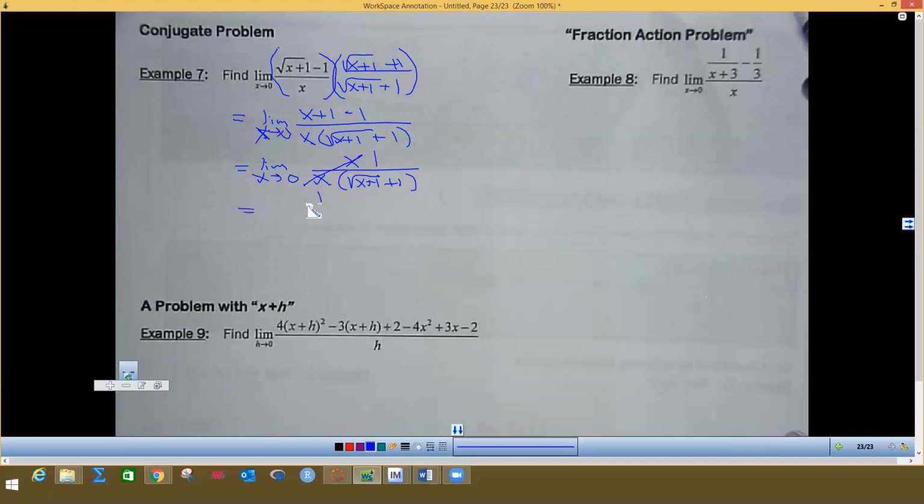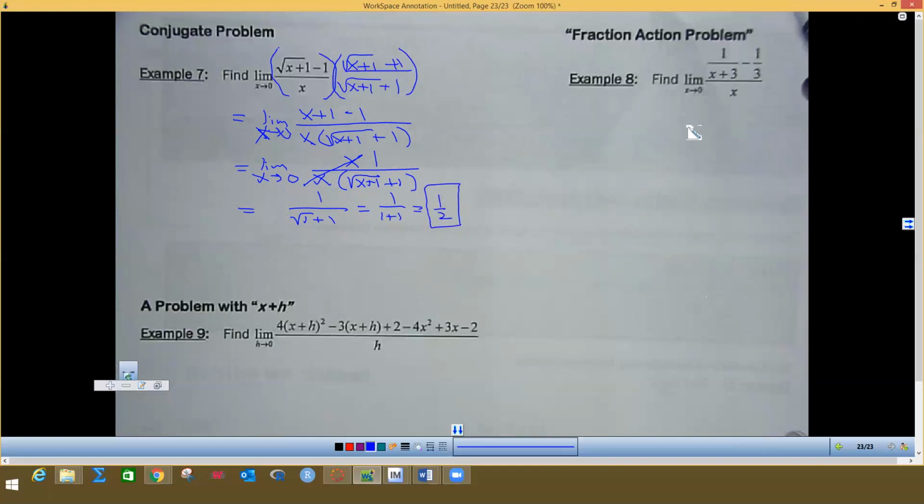Then I'm going to put 0 in for this x in the denominator, which gives me radical 1 plus 1. The square root of 1 is 1, so this whole thing is 1/2. That would be the limit on this problem.